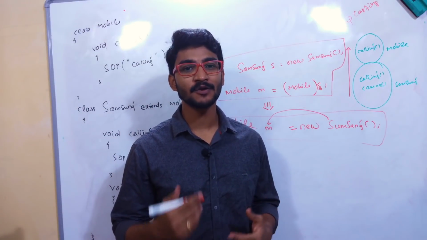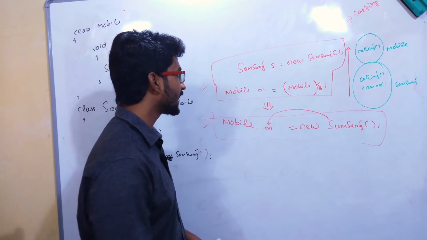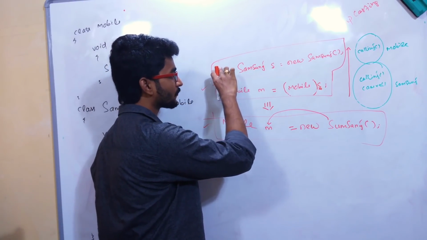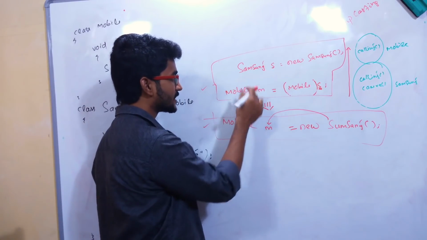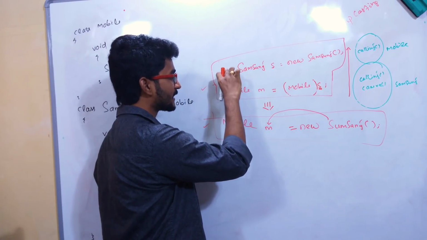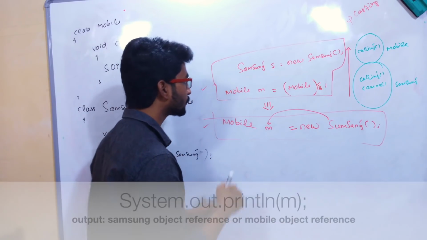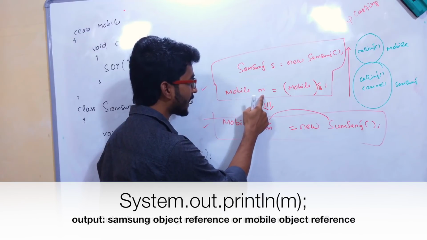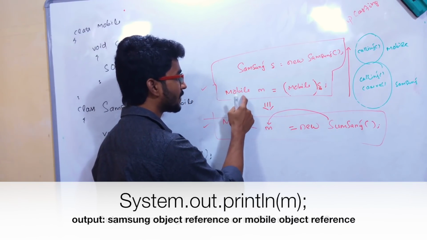Okay, so now let me talk about one of the confusions that a lot of people have. Just think I have written two lines of code over here. I have a mobile reference and I have a Samsung reference. How many objects have been created by these two lines of code? Is it one or is it two? And if I print System.out.println of m, what is it going to give me? This Samsung object or a mobile object?